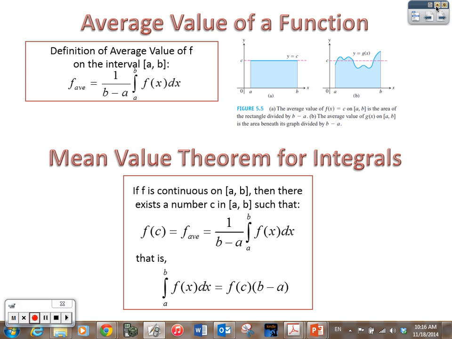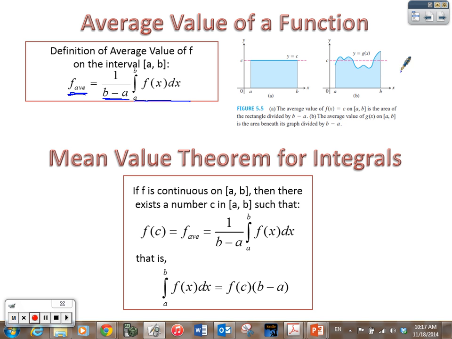And so let's look at the formula for average value. So the definition for average value on the interval a to b, they like to signify it as f average, that's a function average, not the derivative average, the function average, is 1 over b minus a, integral of a to b of f of x dx. Okay, so that is a formula to find the average y value of the function.